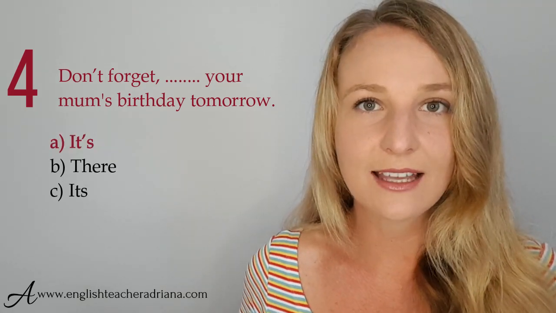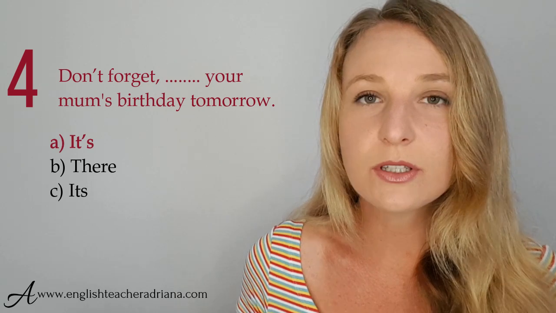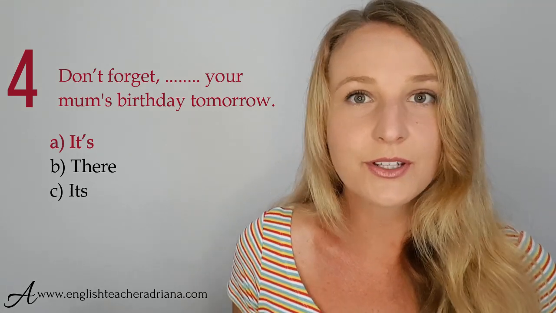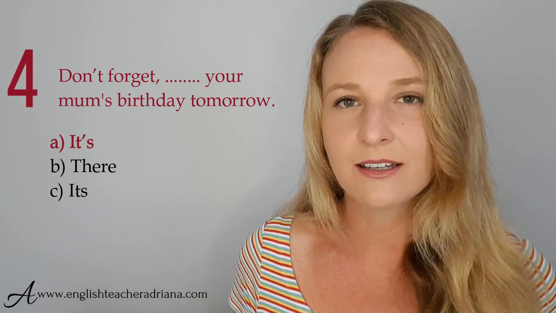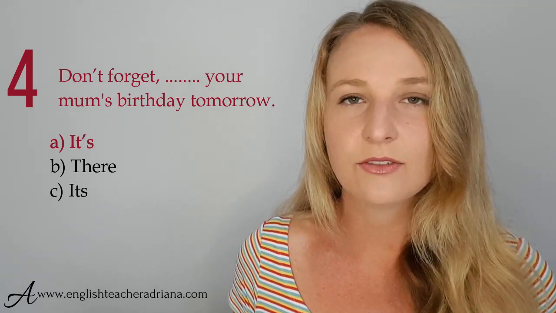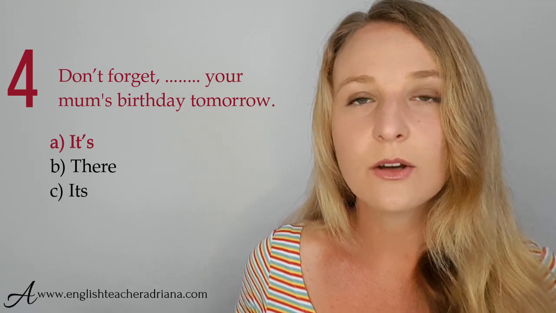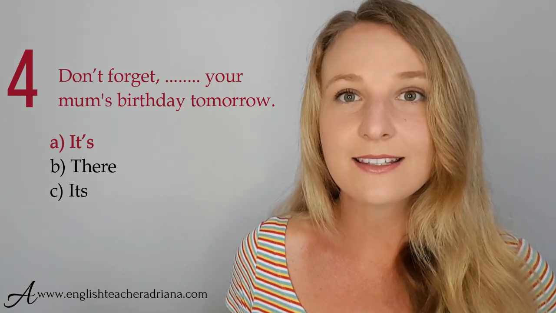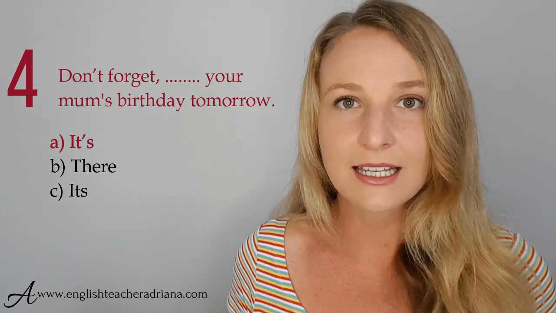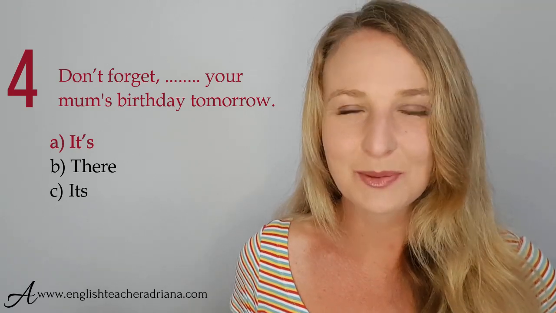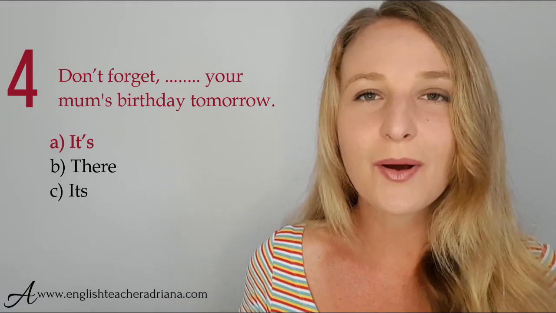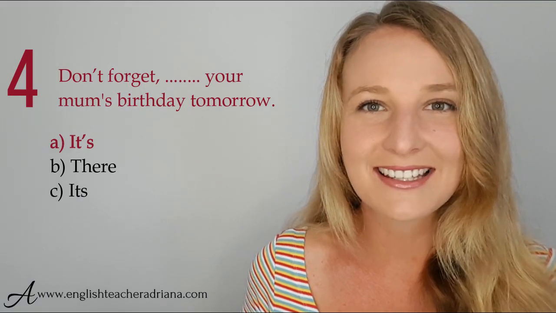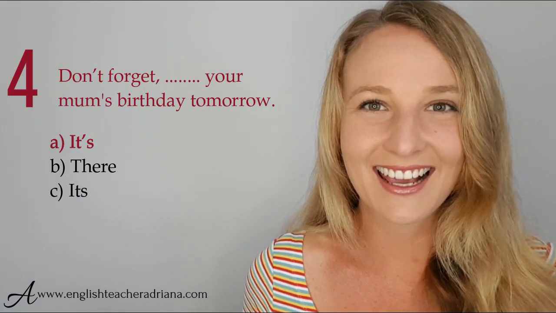A is the correct answer. It's her birthday tomorrow because we are talking about a time. We know the time, it's tomorrow. Now here, C is incorrect. Remember guys that C is a possessive. So its without the apostrophe we use for possession, but it's is a contracted form of it is, very often used in conversational speech. We pronounce it the same, but we write it down differently. Keep this in mind while you're writing sentences, writing essays, simply writing in English.